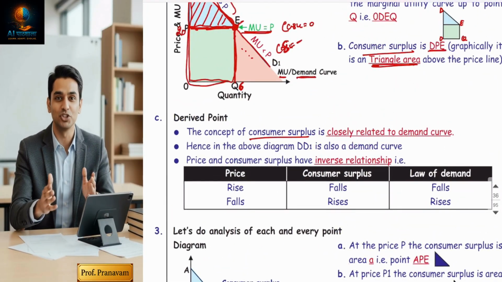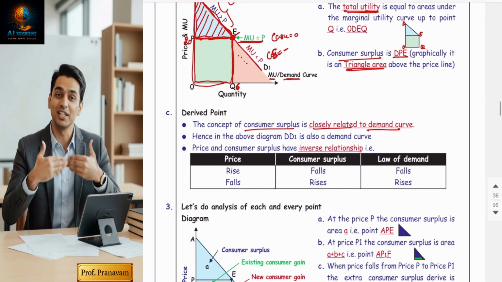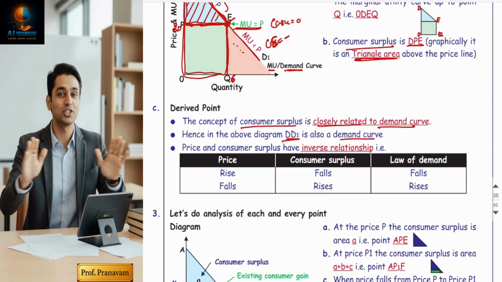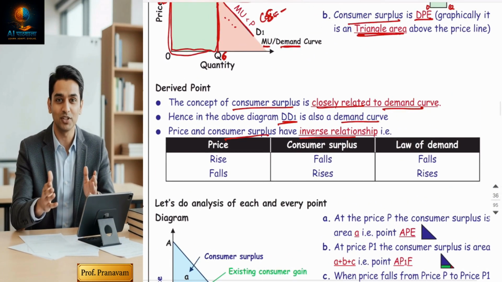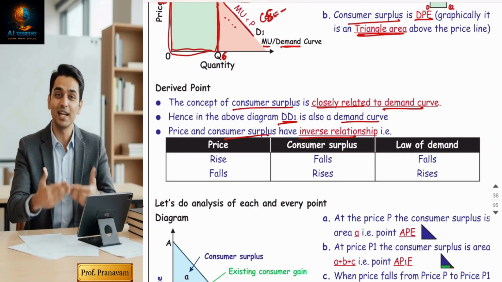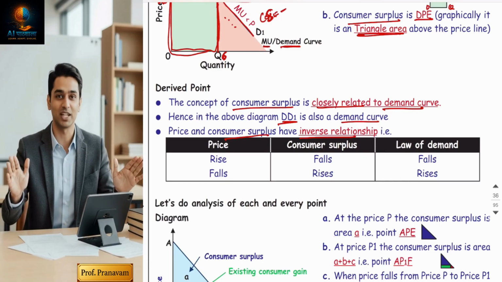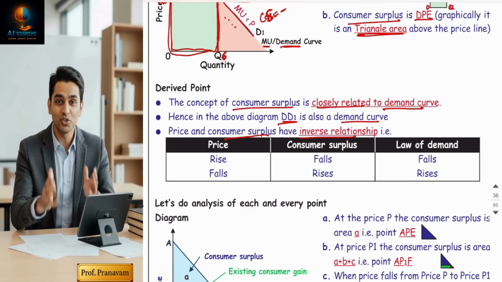Fine. So some derived points from this diagram. The concept of consumer surplus is closely related to the demand curve, as I already told you. Hence, in the above diagram, D1 is also a demand curve. So the MU curve and demand curve are one and the same. Price and consumer surplus have an inverse relationship. Yes, price and consumer surplus will always have an inverse relationship.